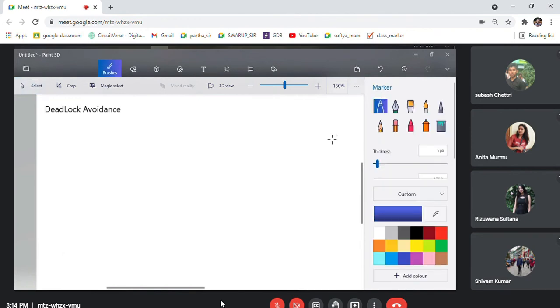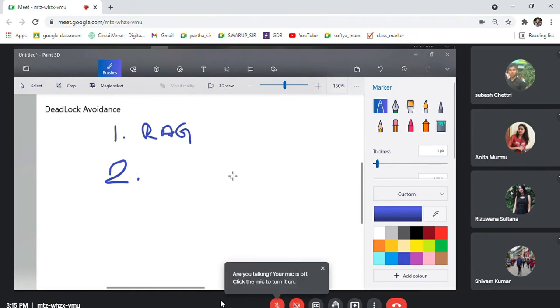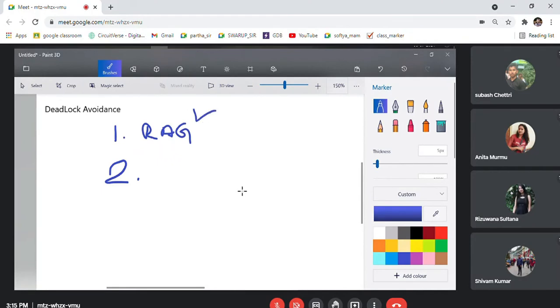Now, you can avoid deadlock in one of 2 ways. One, you can use a resource allocation graph. If there is a circular wait, don't allow the execution of that process. If the execution of a newly submitted process creates a circular wait, then do not let that process execute. You can make sure of that by the resource allocation graph. I've already explained this.